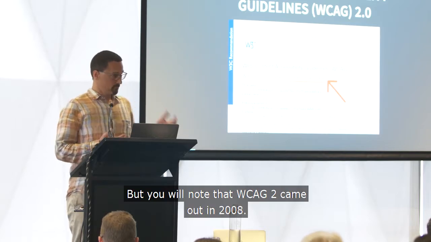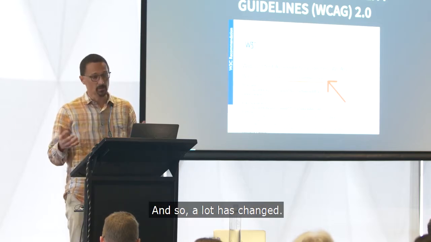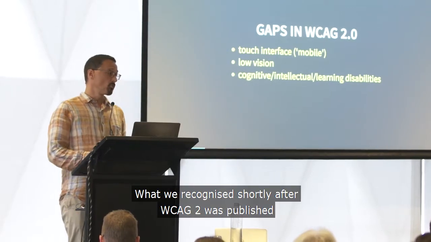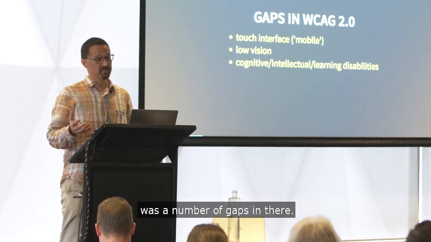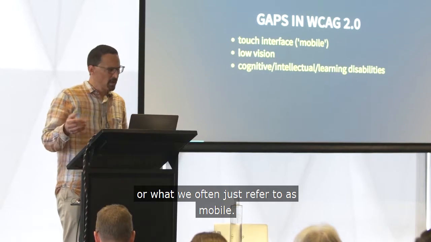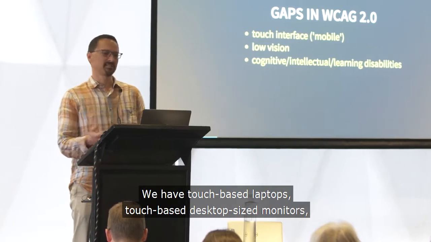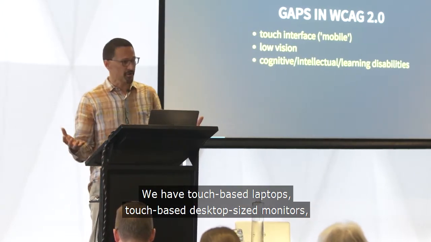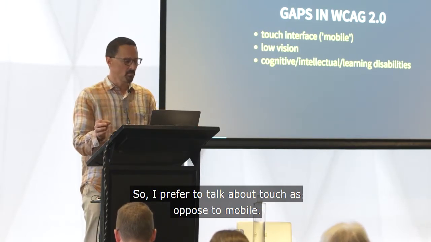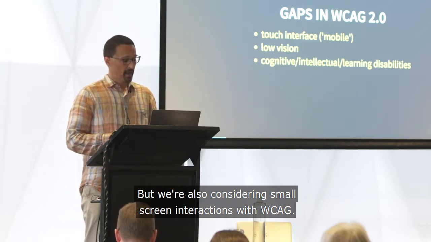But you will note that WCAG 2 came out in 2008, and so a lot has changed. What we recognized shortly after WCAG 2 was published was a number of gaps, particularly around touch interface, or what we often just refer to as mobile. But of course, mobile and touch interface aren't synonymous anymore. We have touch-based laptops, touch-based desktop-sized monitors, touch-based kiosks, all sorts of touch-based interfaces. So I prefer to talk about touch as opposed to mobile, but we're also considering small screen interactions with WCAG. And that was a gap.